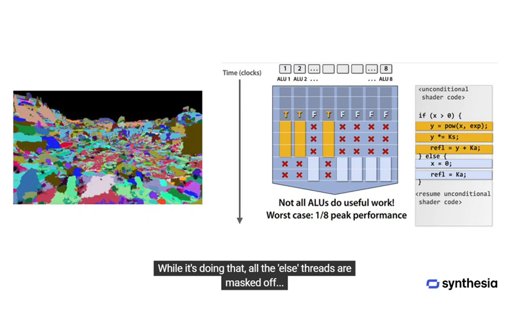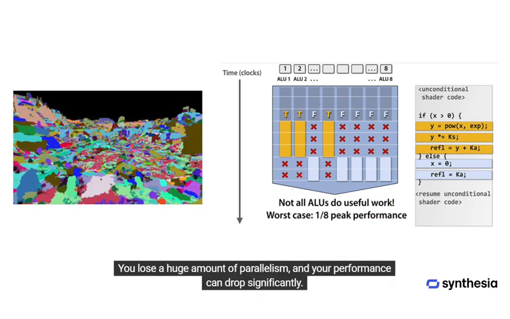While it's doing that, all the else threads are masked off. They just sit there and wait, doing nothing. Then it runs the else path. Now, all the if threads have to wait. This means parts of the GPU are always idle. You lose a huge amount of parallelism, and your performance can drop significantly.